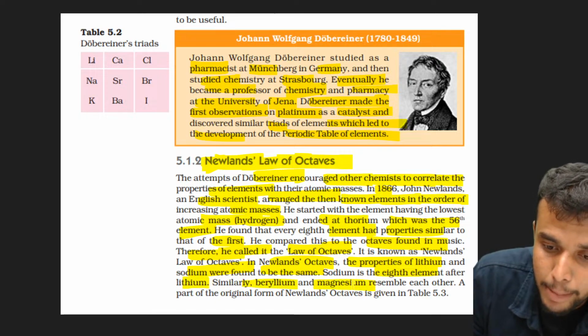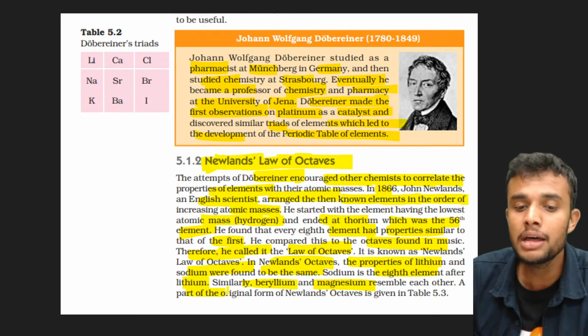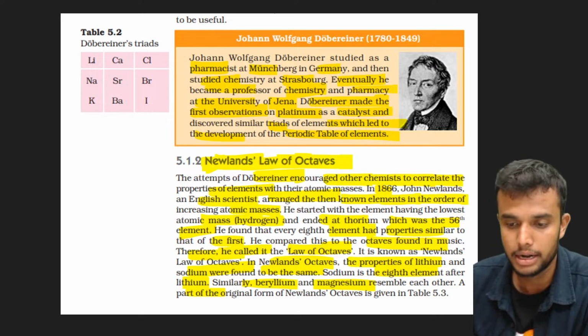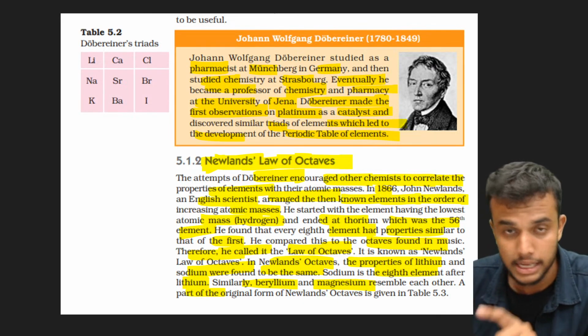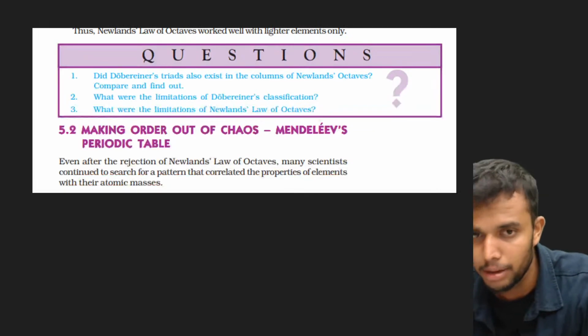Similarly, beryllium and magnesium resemble each other. After lithium, the second element, beryllium, is coming. Beryllium and magnesium have the same property. But he did one thing here, students: he arranged the entire set of elements in increasing order of their atomic masses.